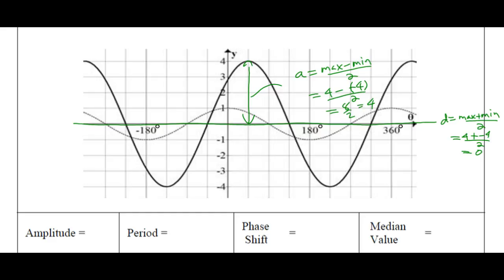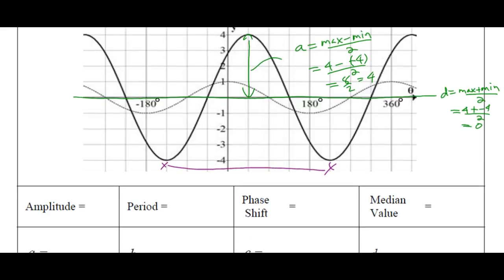Okay, what's the period? First off, what's my scale on this axis? Because now we have degrees. I've got 1, 2, 3, 4, so 180 divided by 4, or 45 degrees, right? I want to go from one easily identified point to another, and I just have to count: 1, 2, 3, 4, 5, 6, 7, 8. 8 times 45 degrees is 360. Wow.